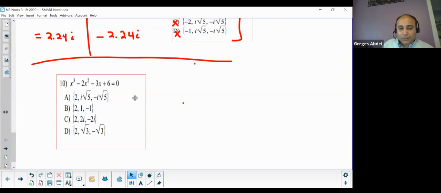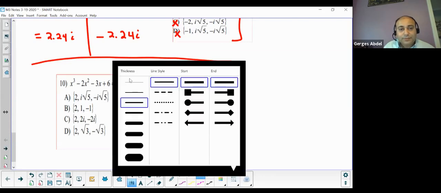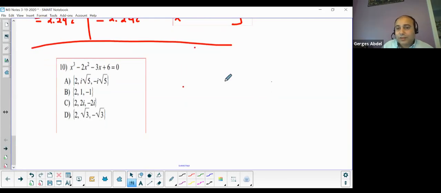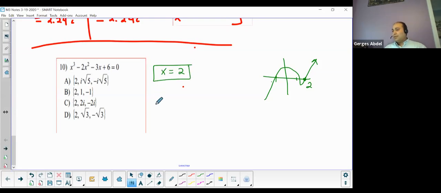All right, so how do you solve this one here? What we are going to do now is follow the same steps. When I graph it on Desmos, this is what I got. I got something like this, where this point right here is positive 2. So your first step, I got x equals positive 2. That's my first step. Okay, now we need to find the other two roots.